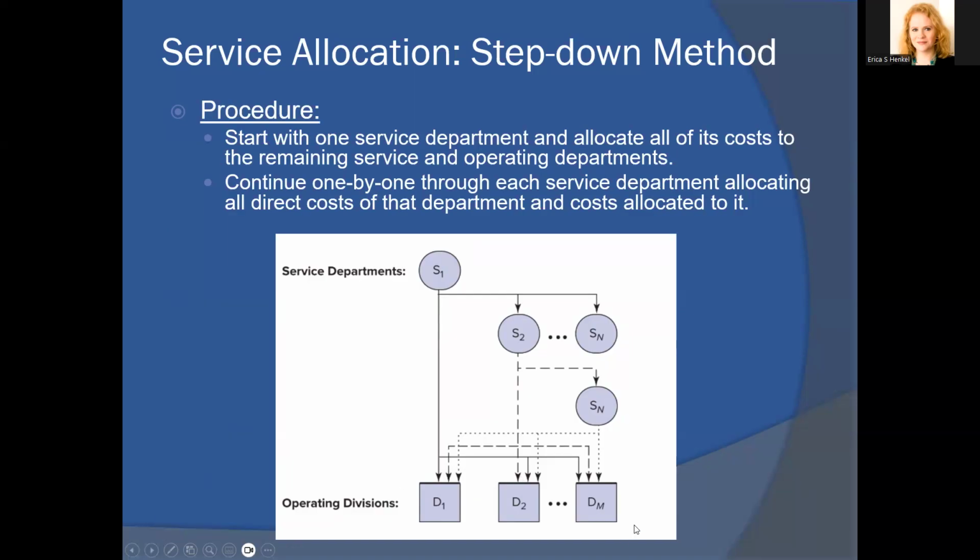So either way, it gets done the same general process as far as taking total costs and allocating them all out to the operating divisions. But here you include the other service departments that have not been distributed out yet, as you distribute these costs out to each subsequent department.